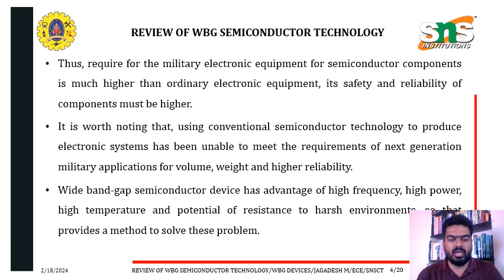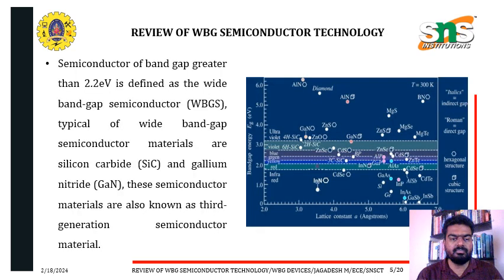It is worth noting that using conventional semiconductor technology to produce electronic systems has been unable to meet the requirements of next generation military applications for volume, weight, and high reliability. Wide bandgap semiconductor devices have the advantages of high frequency, high power, high temperature, and the potential for resistance to harsh environments, so they provide a method to solve these problems.